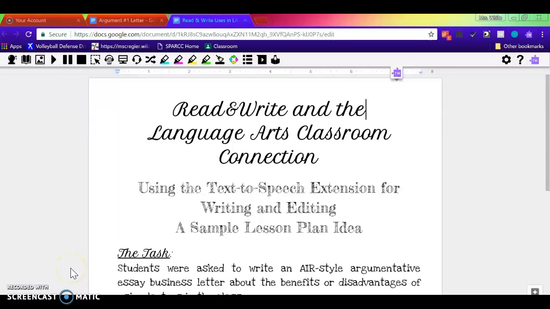Okay, so this is just a quick introduction of how I've used Read and Write in the language arts classroom and how you can incorporate it into your own classrooms, especially if it's language arts or writing based. So, Read and Write in the language arts classroom connection: using the text-to-speech extension for writing and editing, a sample lesson plan idea.